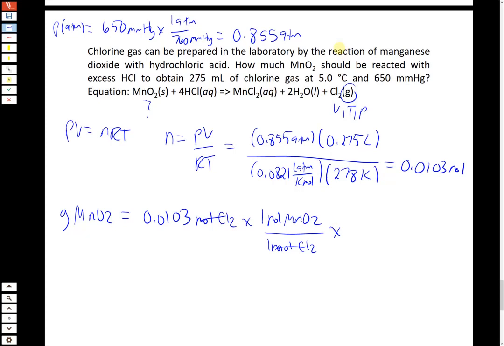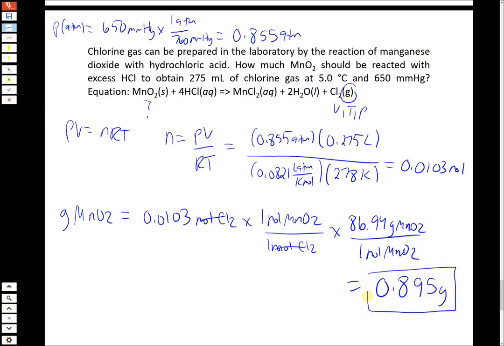Let me get that real quick. I don't remember the atomic mass for manganese. It's 54.94. So manganese and 2 oxygens: 54.94 plus 32. So the molar mass of this is 86.94 grams per mole. And that comes out to 0.895 grams.